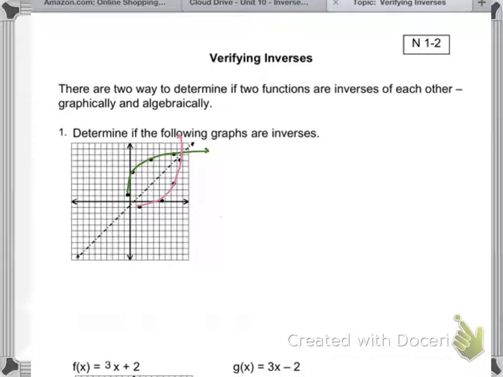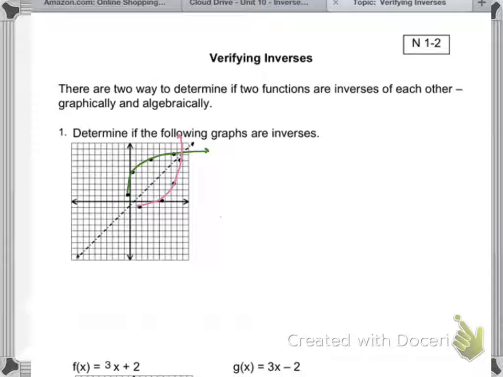All right, this is still inverses, but it's verifying inverses. How do we determine if two functions are inverses of one another? There's ways to do it graphically and algebraically. So graphically, what did we learn in lesson 1 about something like this?